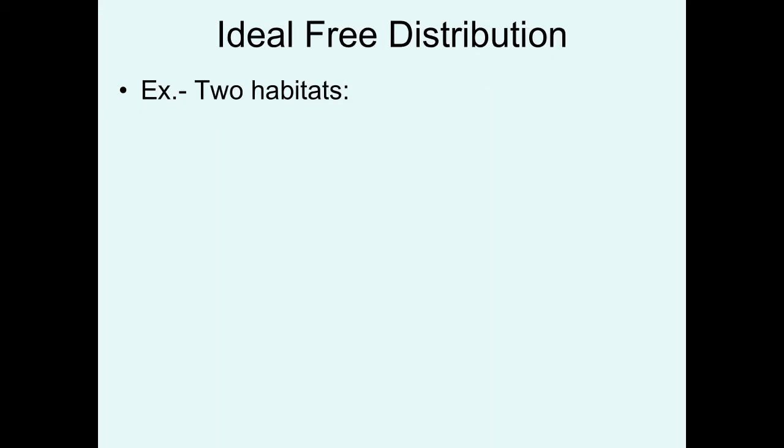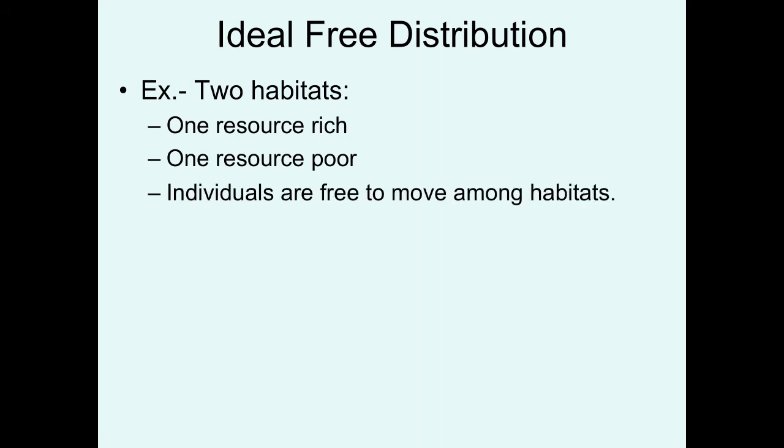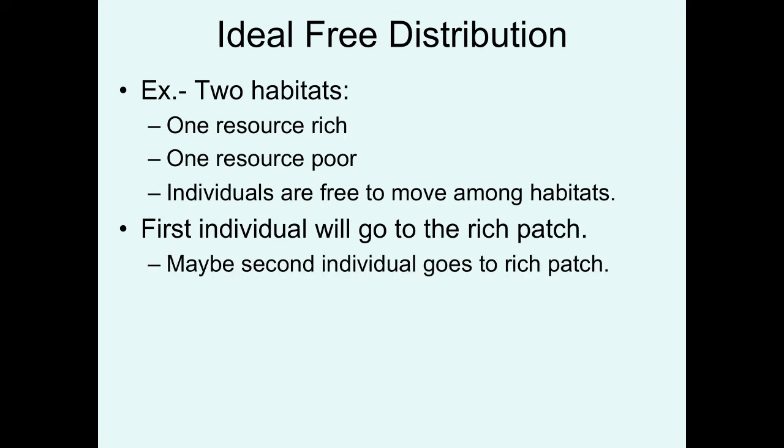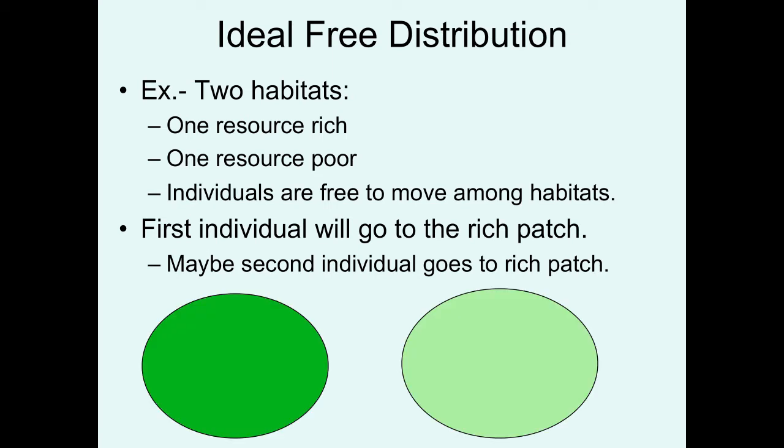Okay, so let's talk about an example of the ideal free distribution. A very simple example where you just have 2 habitat patches. One is a resource-rich patch. One is a relatively resource-poor patch. Individuals are free to move among these habitats, so there's no territoriality, no despotic behavior. So obviously in this situation, the first individual is going to go to the rich patch. Maybe the second individual will go to the rich patch as well. So here we have the example. The darker coloration is indicating a richer resource patch. First individual is going to go there. Maybe the second individual is going to go there.